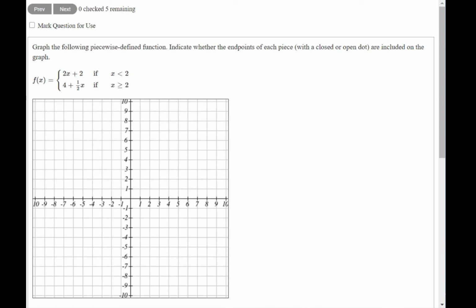Graph the following piecewise defined function. Indicate whether the endpoints of each piece with a closed or open dot are included on the graph.